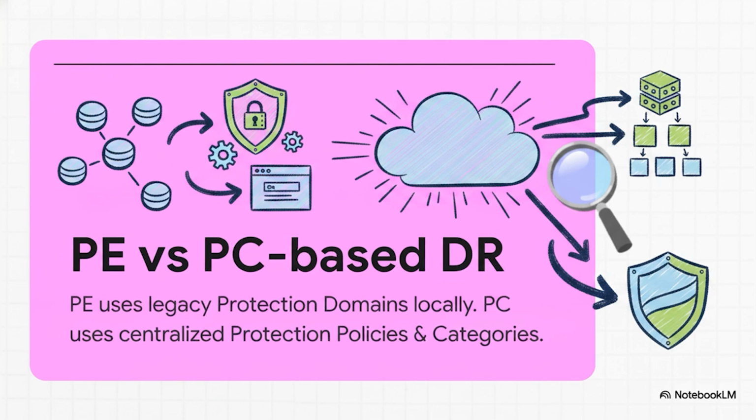When we talk about PE-based DR, we're referring to Prism Element. Think of this as your cluster-level management. PE-based DR uses what we call legacy protection domains, or PDs, for data protection. You configure this by signing directly into an individual cluster's web console. Now, on the flip side, we have PC-based DR. This is Prism Central. This is the modern centralized approach. Instead of those legacy protection domains, PC-based DR utilizes protection policies, and this is key, it applies those policies to groups of virtual machines using categories.